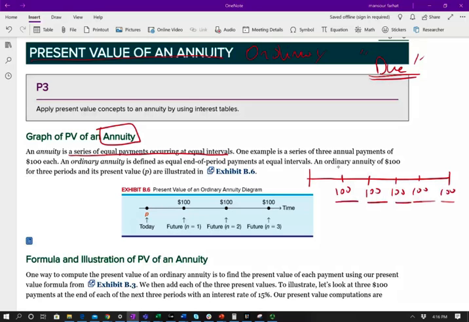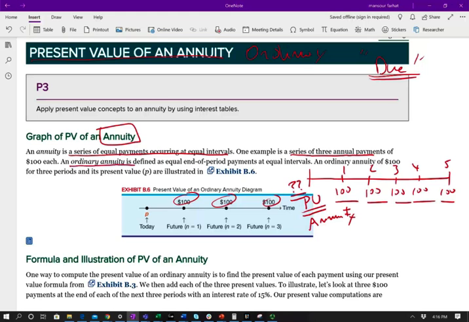You're going to receive $100 each period. The question is, how much will you pay for this series of payments? So how much will you pay with this present value of an annuity? An annuity is a payment or a receipt of the same amount of money over a period of time. For example, here the series is three annual payments: 100, 100, and 100.